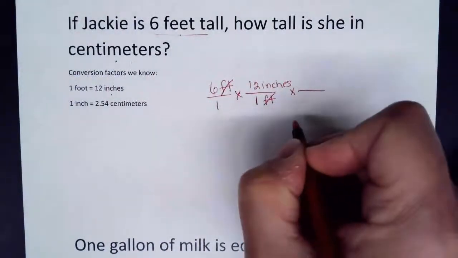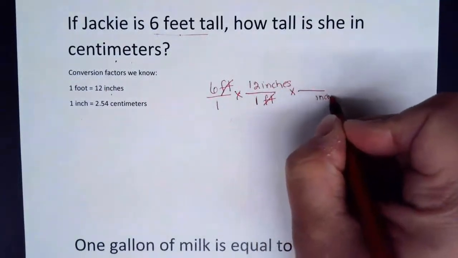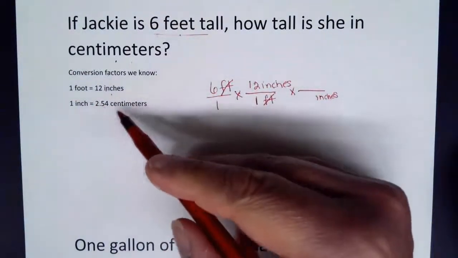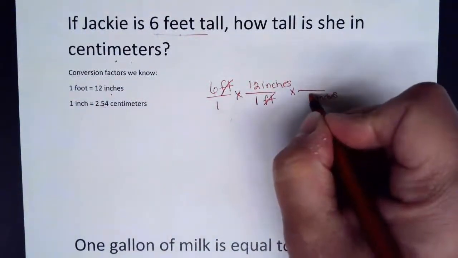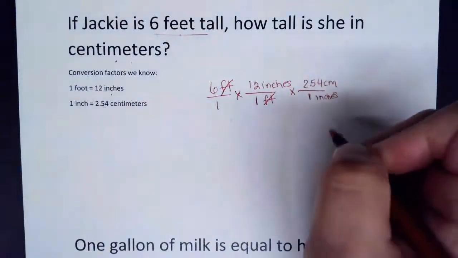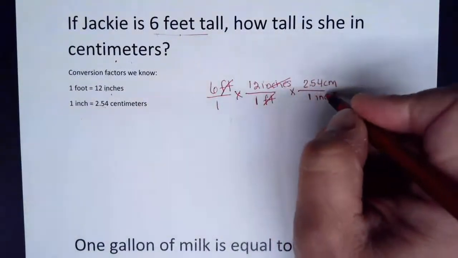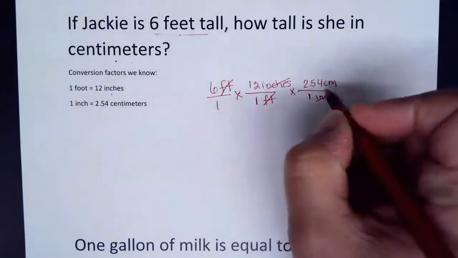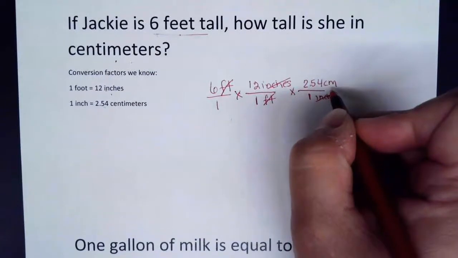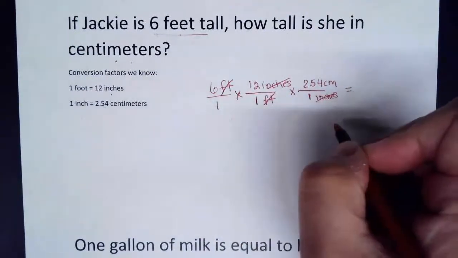So we add another conversion factor here. If inches is on top, then inches has to be on the bottom. We know that there are 2.54 centimeters in 1 inch. So 1 inch equals 2.54 centimeters. Inches would cancel, and you are left now with the only unit that hasn't been canceled out, which is centimeters, and that's the unit that we want. So we know we can be done here.